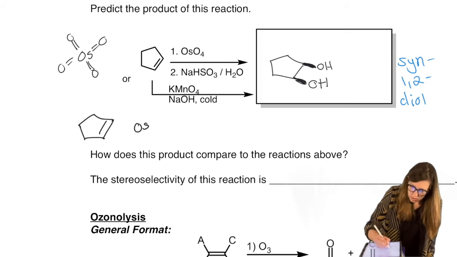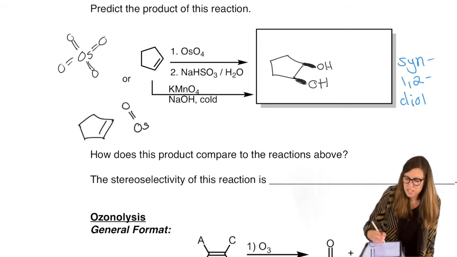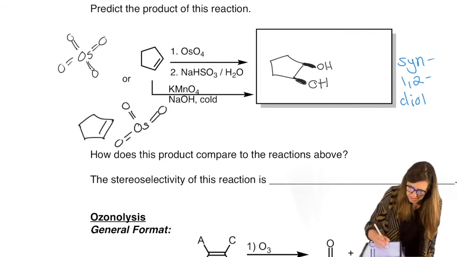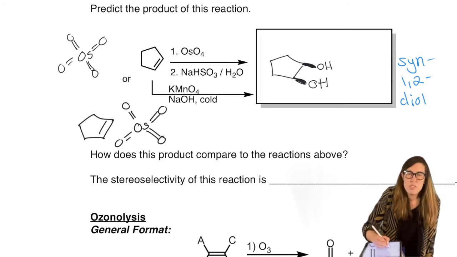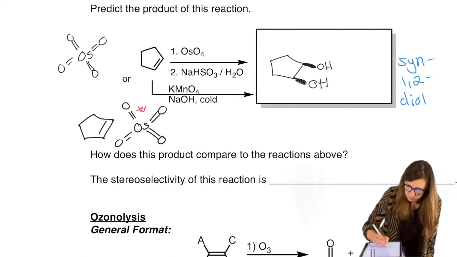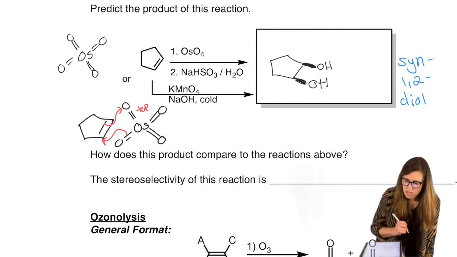So if we draw out one of these OsO4s, by the way, look at that oxidizing agent with all those oxygens. Not a surprise, right? We added 2 oxygens. All right. So if this approaches from the top, which it could also approach from the bottom, but I'm only going to show one because the other would be the same, just be redundant, and twice as long of a video for you to watch.